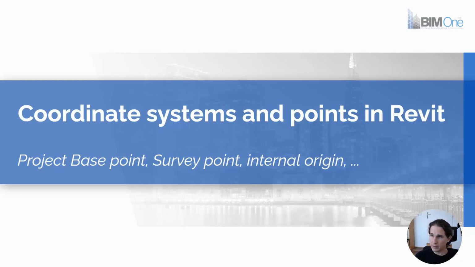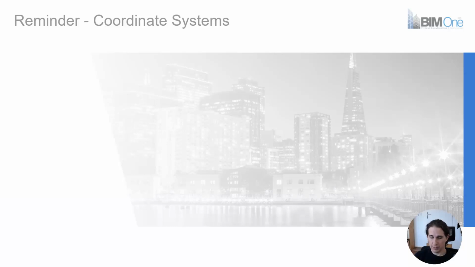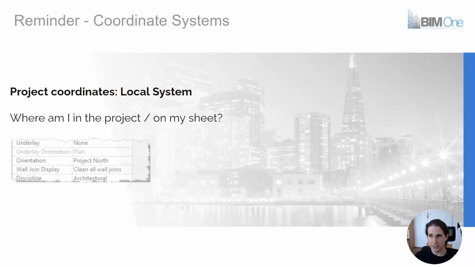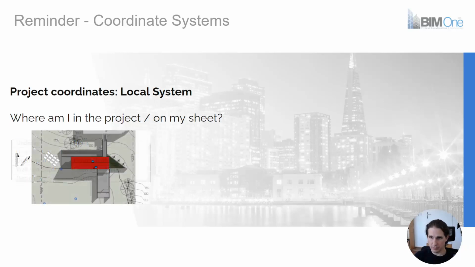So, coordinate systems and points in Revit. You all know project base point, survey point, internal origin in Revit, and so on. But the "so on" is not so obvious. So I'll explain first, as a reminder of the last webinar, the two systems and how they coexist in Revit. You first have the project coordinate system, which is the local system. Where am I in the project and where am I on my sheet? So it's basically the sheet oriented to the project north. You would see your project usually orthogonal like this.